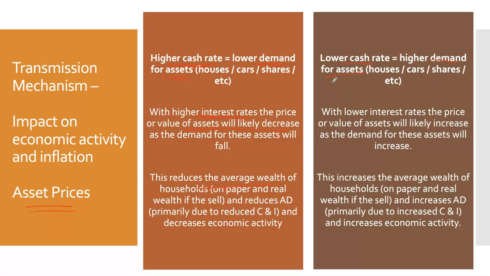They've gone up significantly. So lower cash rates are going to result in the price of assets increasing as the demand for these assets will increase. This increases the average wealth on paper of people and real wealth if they decide to sell these assets. And this increases aggregate demand because people are more likely to spend because they have more confidence, hence more economic activity.